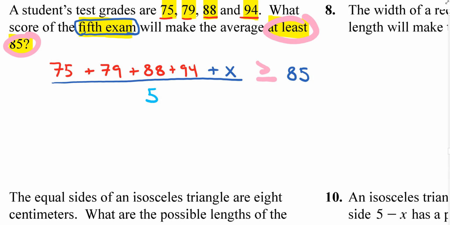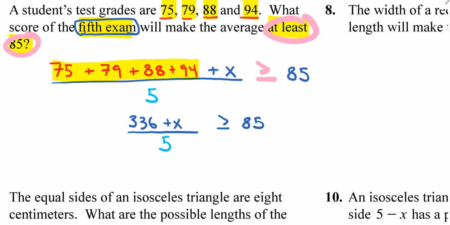All right, so now we're just solving this particular inequality. It's pretty much the same thing as solving a linear equation. Let's start off by adding these 4 numbers. So 75 plus 79 plus 88 plus 94. If I add up those numbers, I get 336. So 336 plus x divided by 5 is going to be greater than or equal to 85. Okay, since there's a 5 on the bottom, if you want to get rid of that, you can multiply it on the other side there. If you do that, you get 336 plus x is greater than or equal to 85 times 5, which is 425.